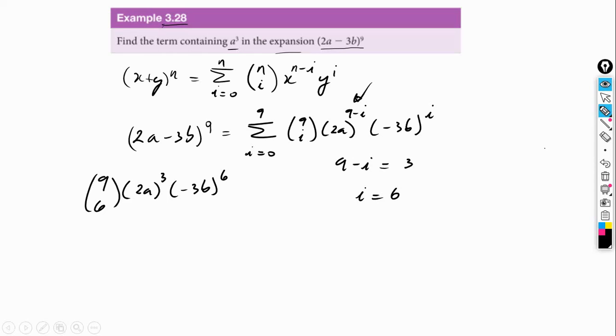So we can just plug this into the calculator, and we're going to get a huge number here, 489,888 a to the 3 and b to the 6.